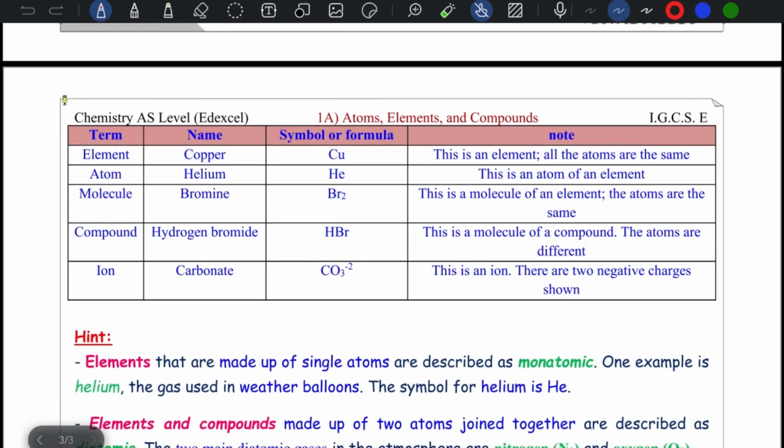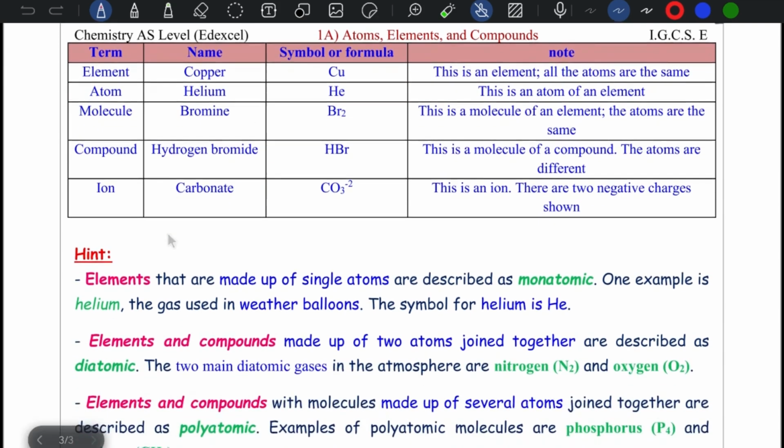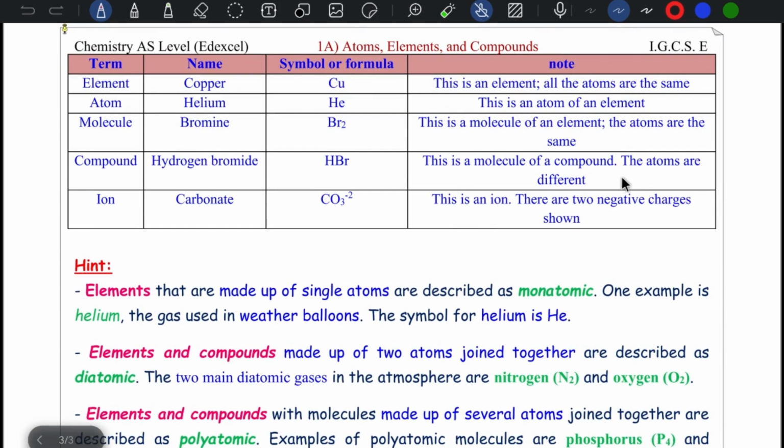So let's summarize this. Element like copper, Cu, is considered an element because all the atoms are the same. Atom like helium atom, this is considered an atom of an element. Molecule, it's like bromine, Br2, this is a molecule of an element. The atoms are the same, as you can see. Compound like hydrogen bromide, this is a molecule of a compound because the atoms are different, hydrogen and bromine. Ion, it's like carbonate CO3 2-. It contains 2 negative charges as shown. And remember, this is considered a polyatomic ion.